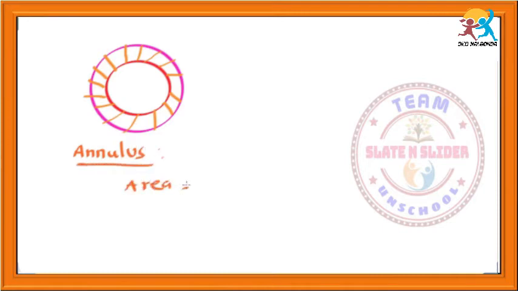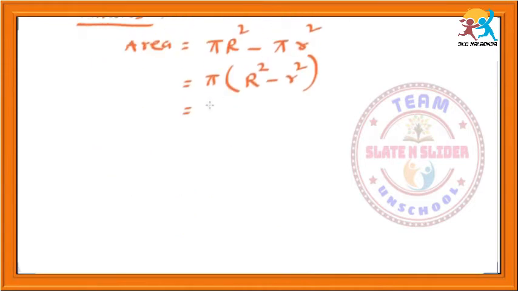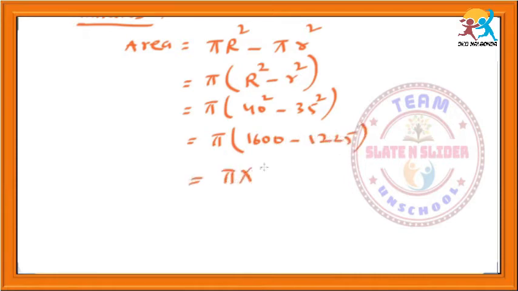So its area is equal to, outer circle area is pi r square. I would like to denote the outer circle radius as capital R minus the inner circle radius as small r. So pi R square minus pi r square. So I would like to take pi as common. So it will become R square minus r square. So I will substitute in it. Pi into capital R is 40 square minus 35 square. It will become 1600 minus 1225. So it is pi into 375. So this is 375 pi centimeter square.